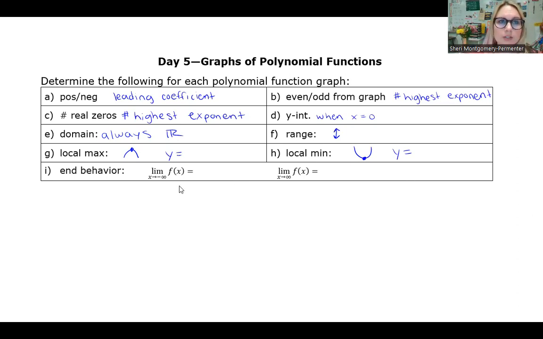The end behavior, to figure out the end behavior, this is always going to be the left arrow. This is going to be the right arrow. And we haven't talked about arrows, but that's what these are. This is the right arrow. And this is the left arrow. The right arrow, we figure out whether you're up or down based on whether you're positive or negative. And then the left arrow, we figure out based on whether you're even or odd.